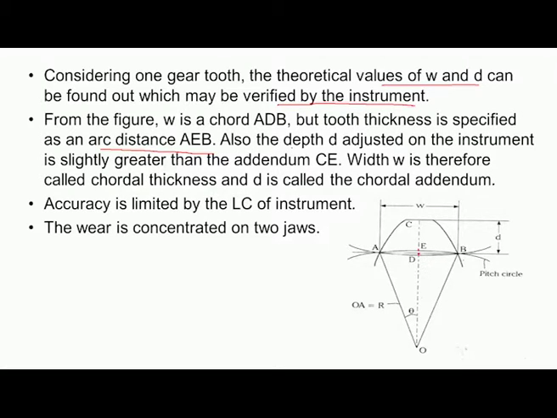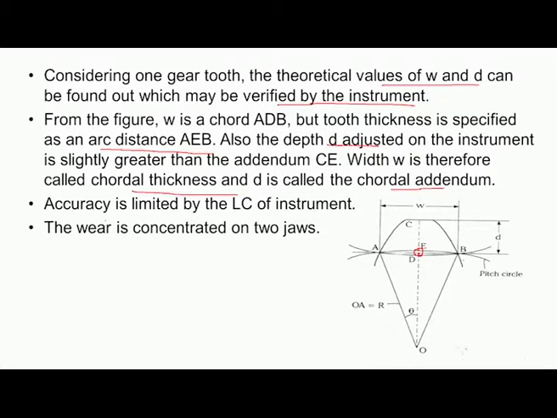Also, the depth D adjusted on the instrument is slightly greater than the addendum CE. So, this distance from the top line to the point E on the pitch circle is the addendum, whereas D is slightly greater than the addendum. So, D is more than the addendum by an amount ED. Width W is therefore called the chordal thickness, and D is called the chordal addendum.